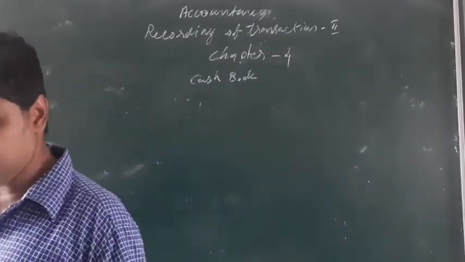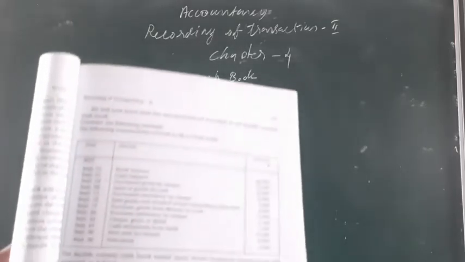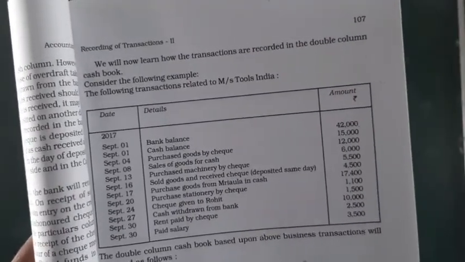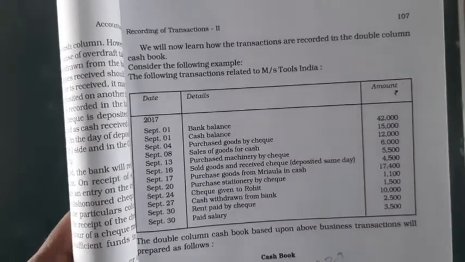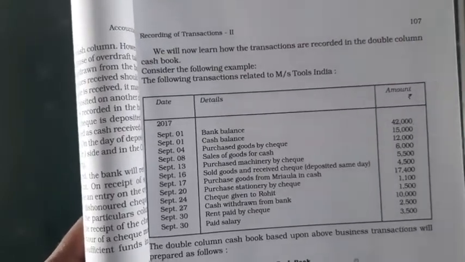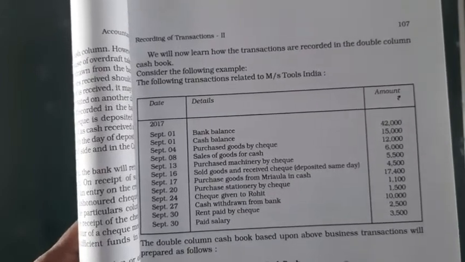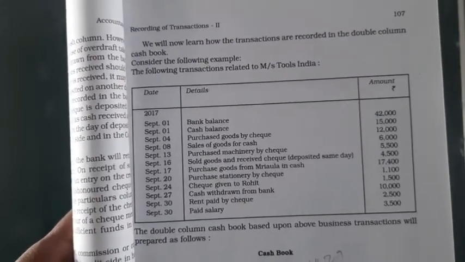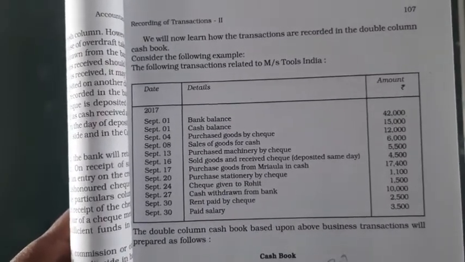The following transactions are related to MS Tool India. One question is here. You can see that. See this question, we are going to solve. Here some details are given. The bank balance is given, 42,000. The date is also given, September 1. Cash balance is given, 15,000.